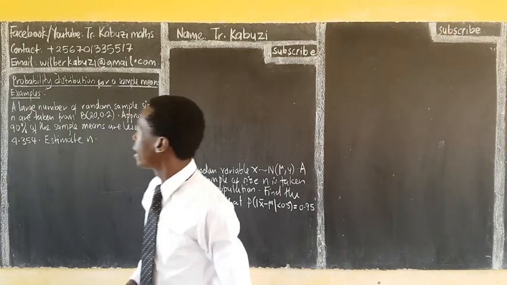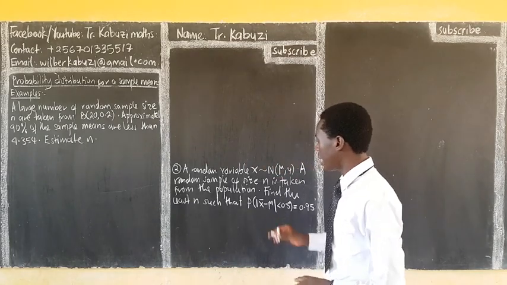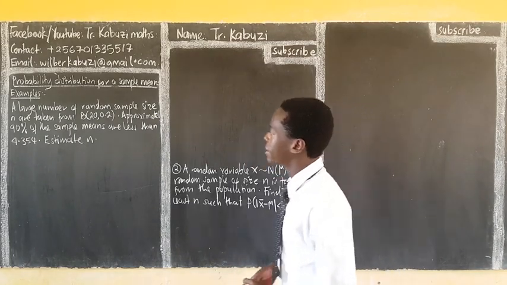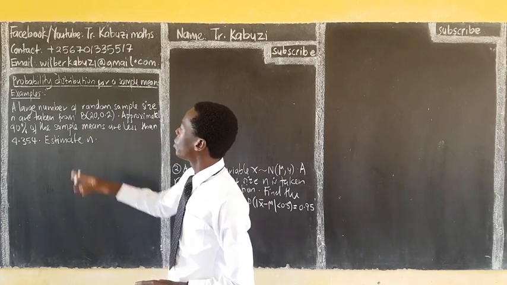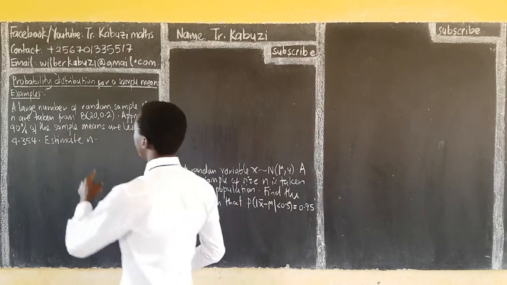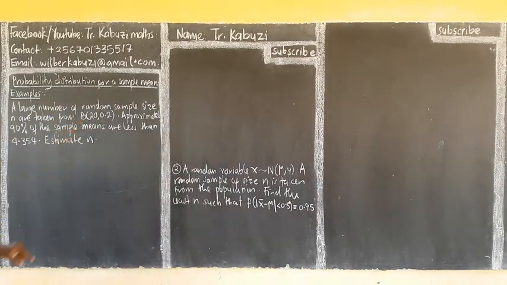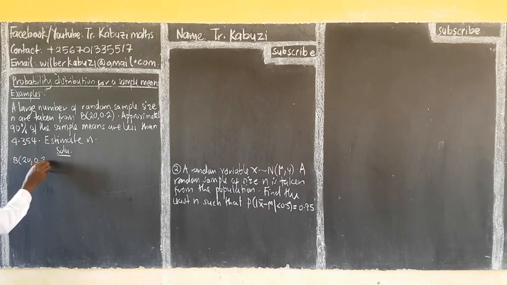Okay, now let us see how we handle this example. We are going to see how we expand this and we get this probability, but let us start with this. A large number of random samples of size n are taken from this. So whenever they give you this, it means that it's a binomial. So our solution here, this is a binomial of 20, 0.2.